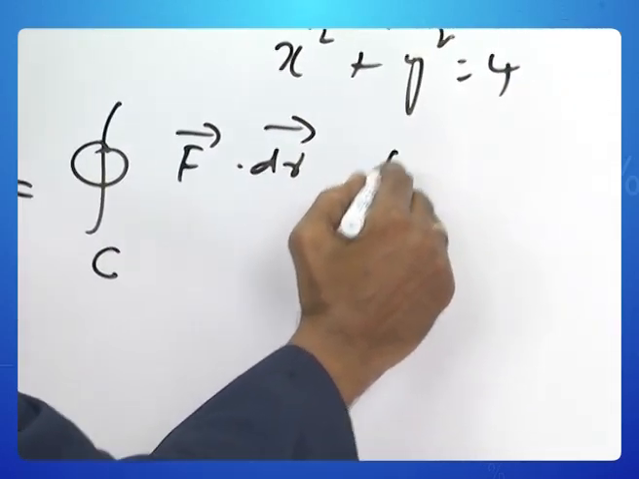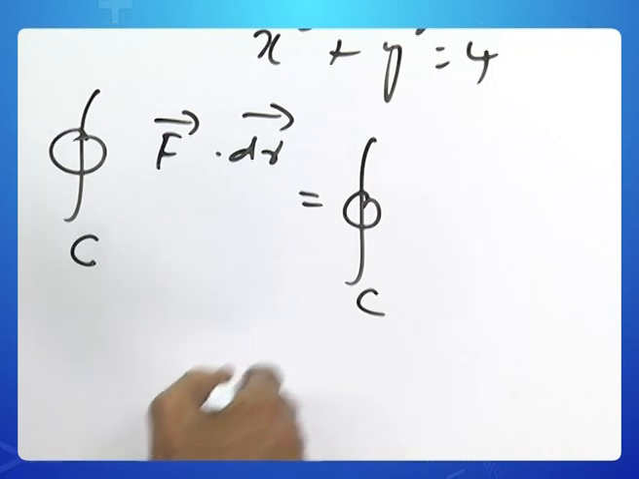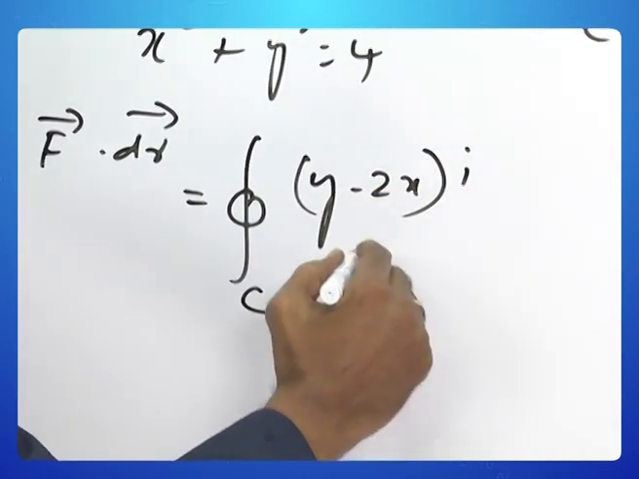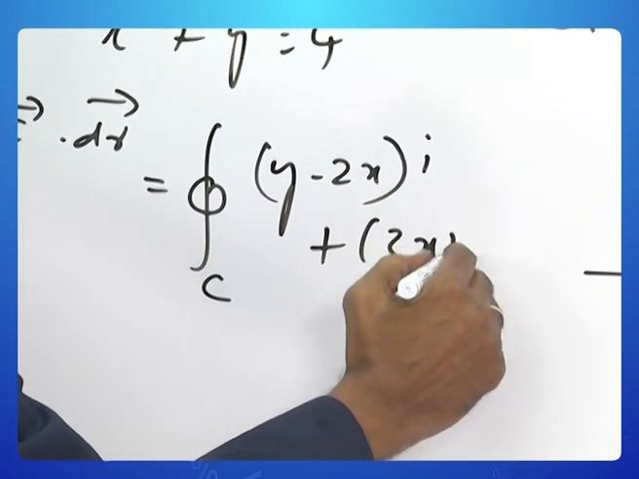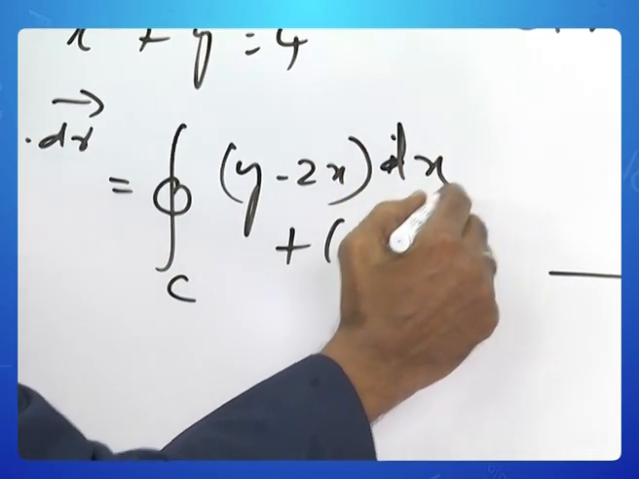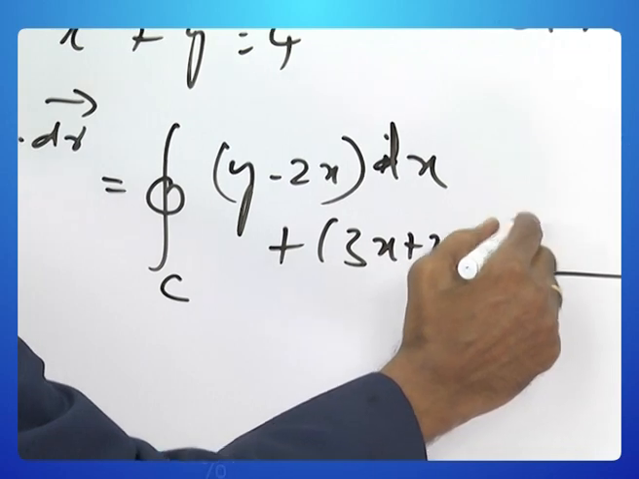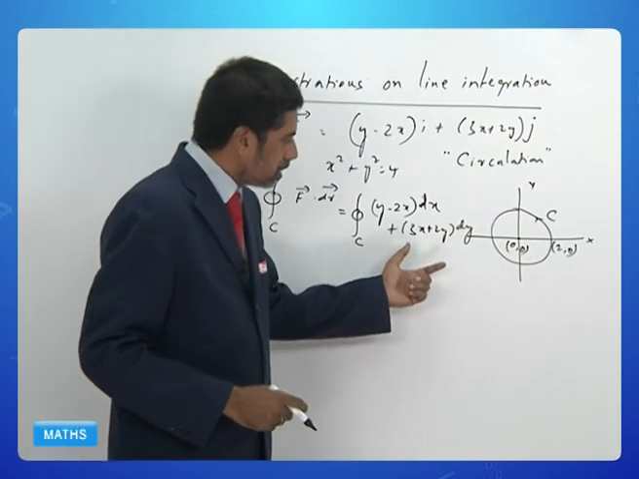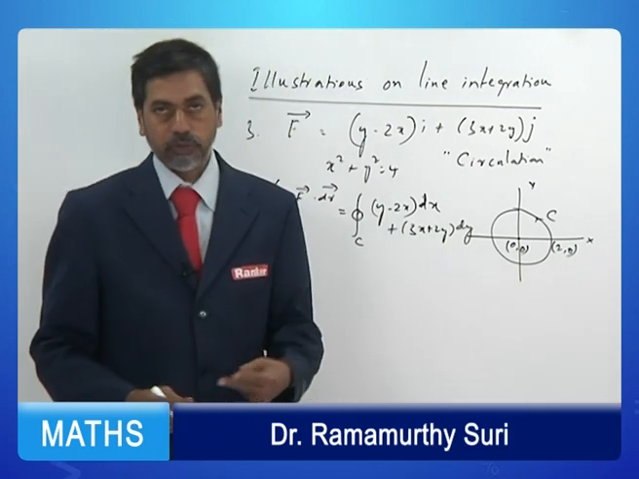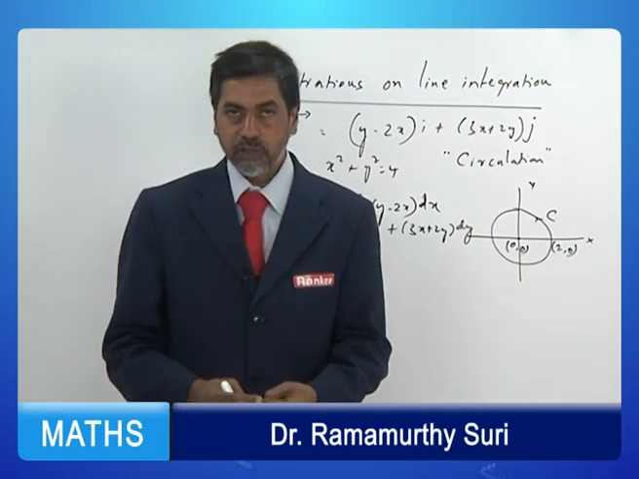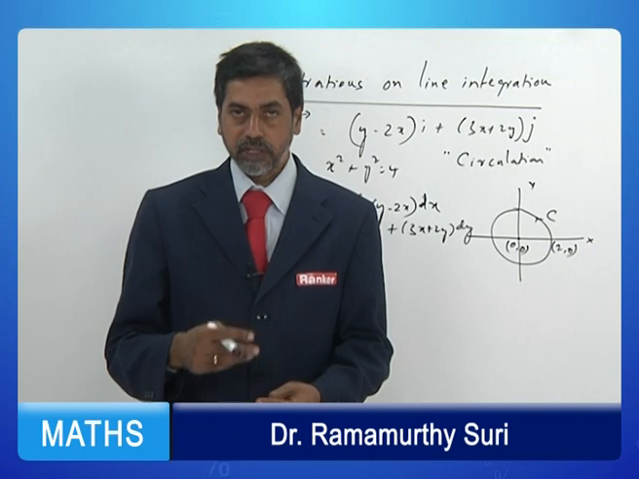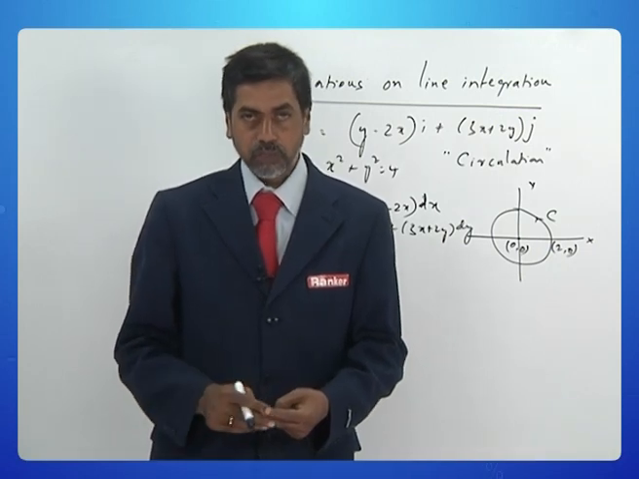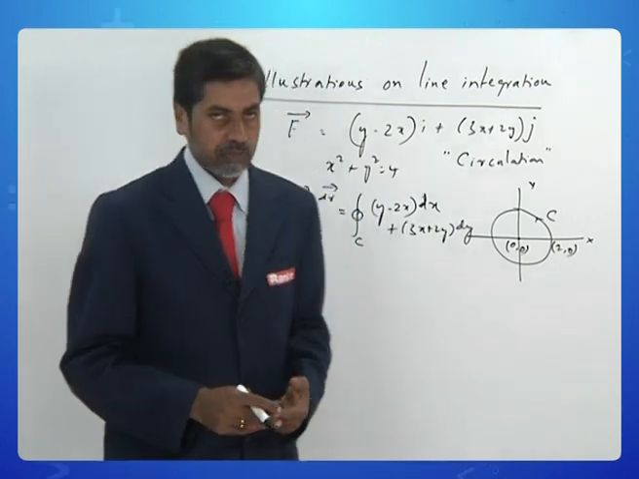So this would be the integral over C of (y minus 2x) dx plus (3x plus 2y) dy. It is here that the student will have two options. One is direct evaluation, number two using either Green's or Stokes theorem. I will explain both the things to you, but first let us see the direct evaluation.